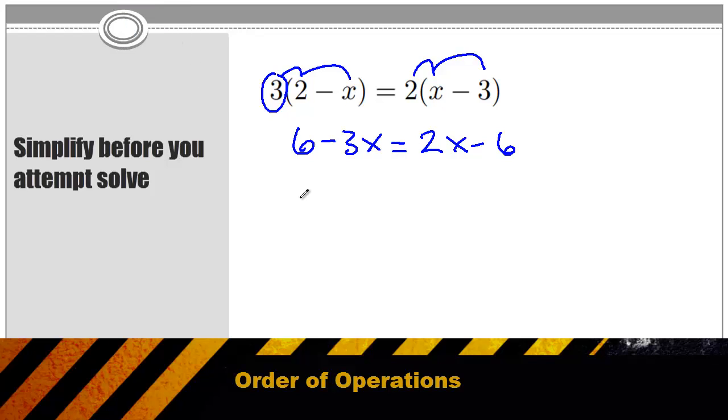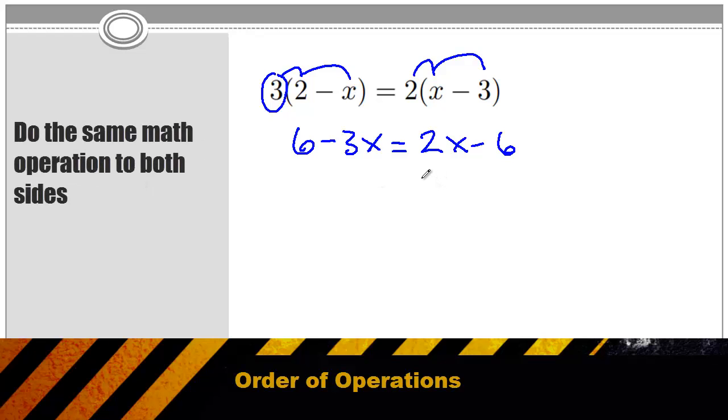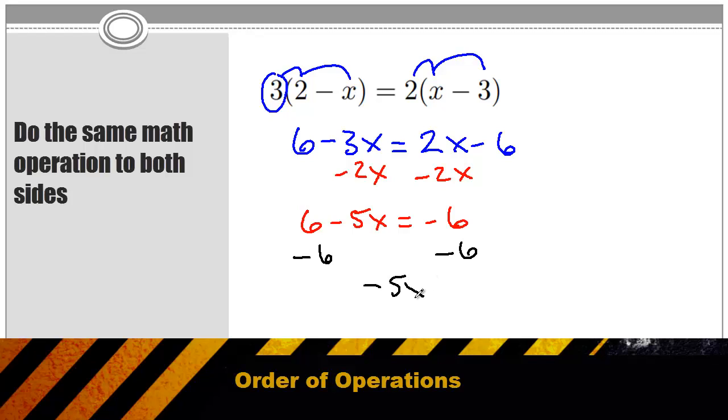Now I begin the process of combining like terms. Eventually I want to have all of my x's on one side of the equation and all of my numbers on the other. So I'm going to start by subtracting 2x from both sides. And I'm left with 6 minus 5x is equal to negative 6. Next, I'm going to subtract 6 from both sides. And now I'm left with negative 5x is equal to negative 12.